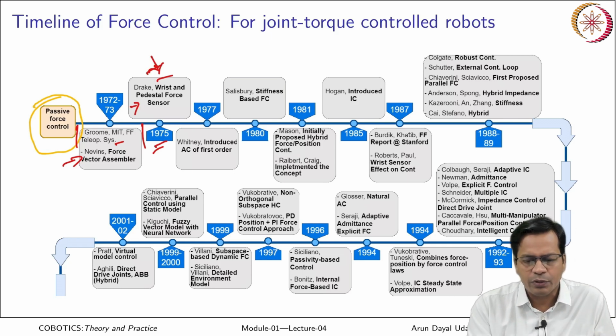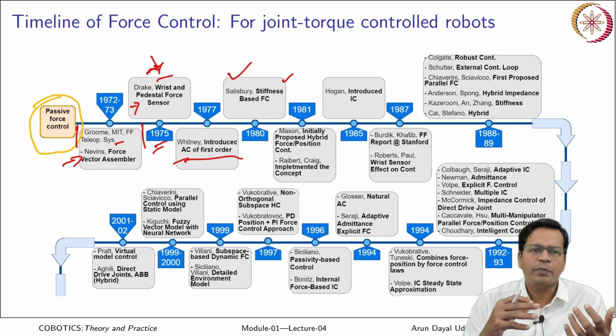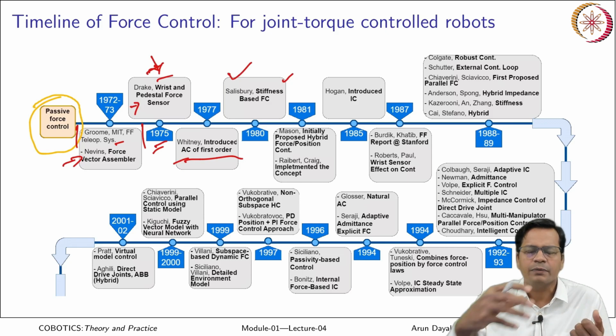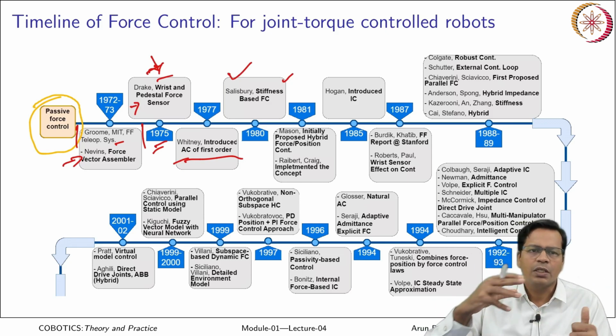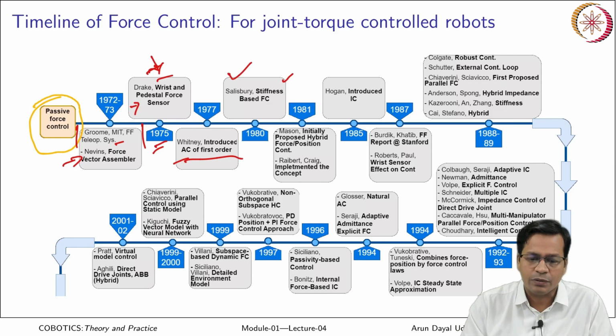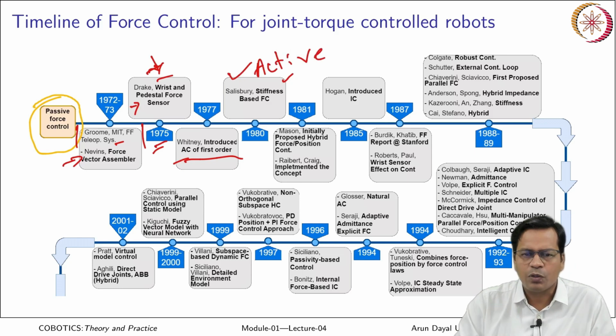Then Whitney introduced active control of first order, that was known as admittance control here. Salisbury introduced the stiffness controller, which is again trying to make the robot behave like a spring after the end effector, after the flange actually, to handle any external things. Okay, so that was again an active force control only, but it is in a closed loop.